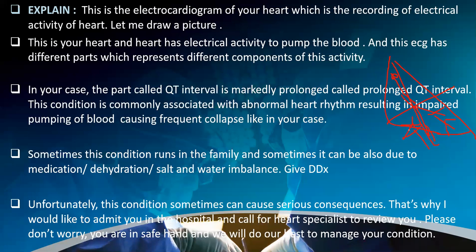Sometimes this condition runs in the family, which we call congenital prolonged QT syndrome, or sometimes it can also be due to some medication, dehydration, salt and water imbalance. In your case, because you have been climbing the mountain, and probably it would be a hot condition, and you have been exerting, so most likely you were dehydrated and your salt and water was imbalanced, and that might be the cause of your collapse at that time. But unfortunately, I cannot say it unless I do more investigation.